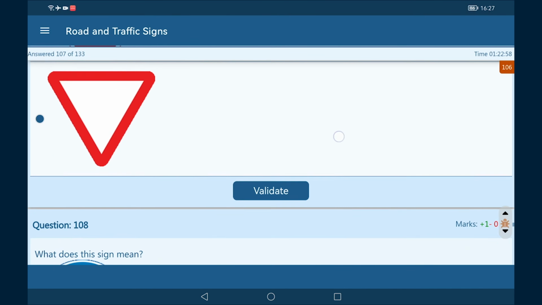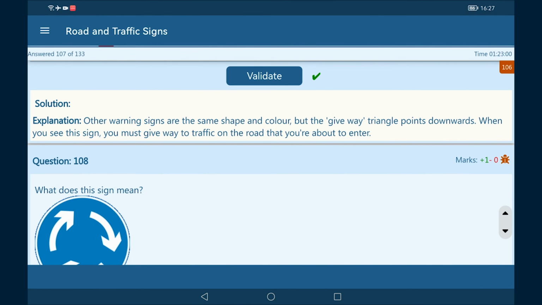Explanation. Other warning signs are the same shape and color, but the give-way triangle points downwards. When you see this sign, you must give way to traffic on the road that you're about to enter.